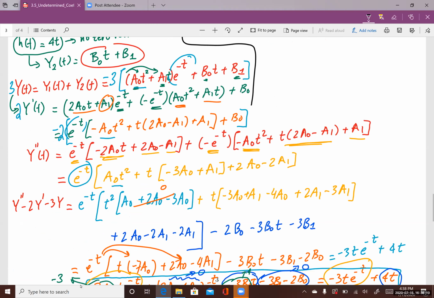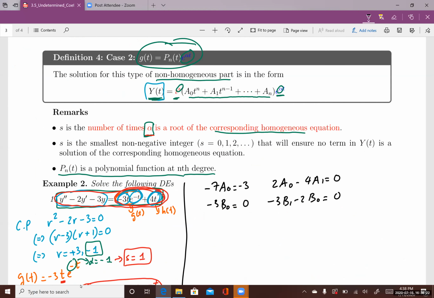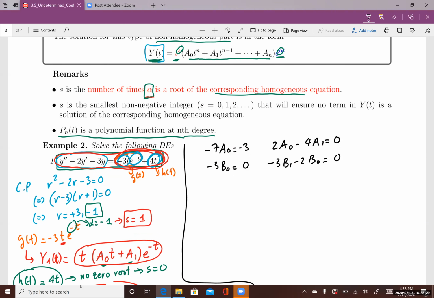So a0 is going to be 3 over 7, and then you can figure out a1 and b0, okay. Well, these four equations that we came up with are in order to solve for a0, a1, b0, and b1. From here, we know that a0 should be 3 over 7. And from here, we can solve for a1 using a0. So a1 should be a0 over 2, which is 3 over 14.